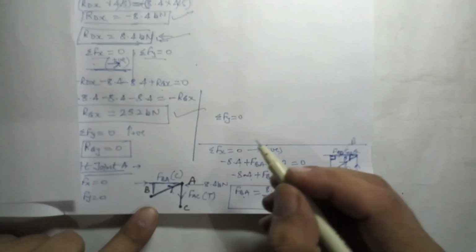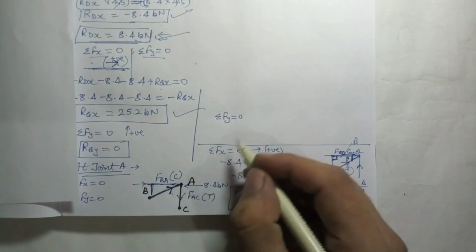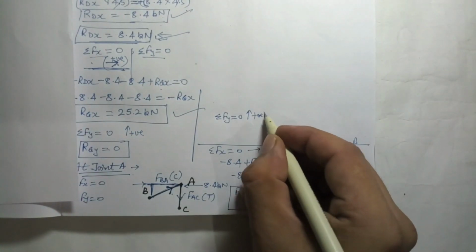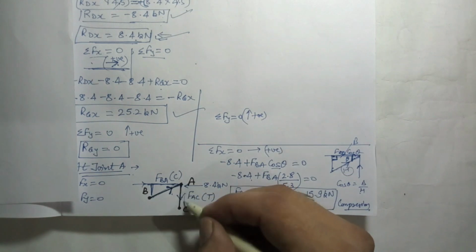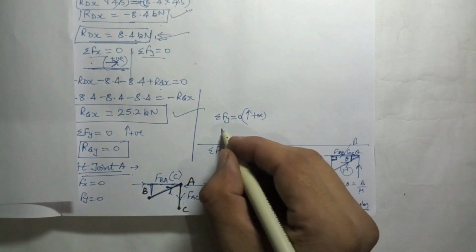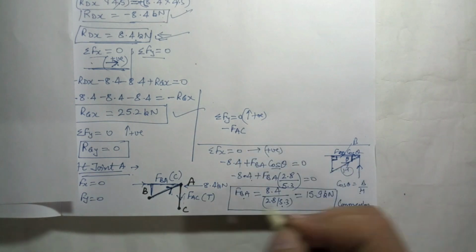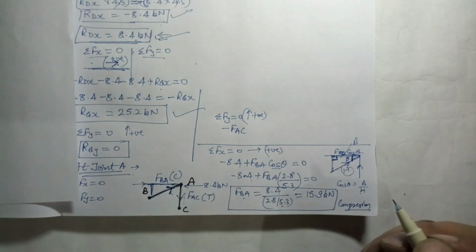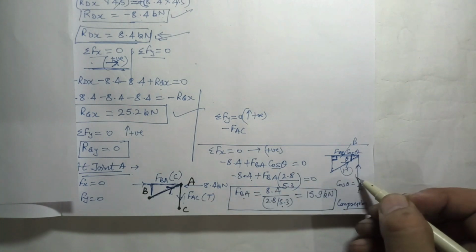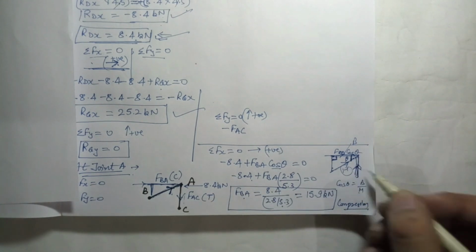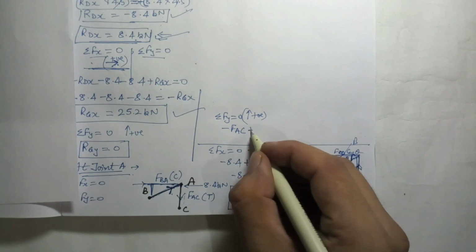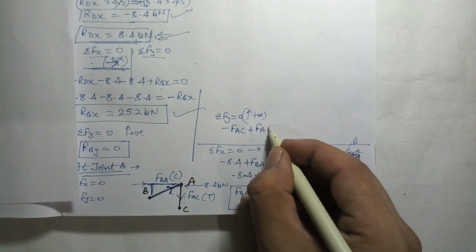Fy means all the forces in the y direction equal 0. So what are the forces in the y direction? Let's say I have taken upward positive. Now FAC is minus y because it is going downward, so minus FAC. Any other force? The component of this AB, what will be that? Here this component will again be upward, so FAC.